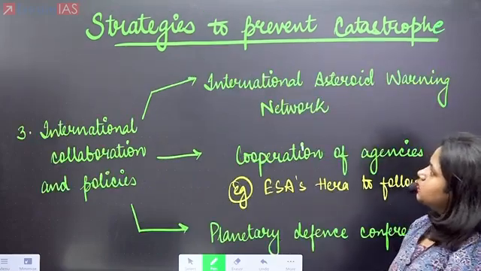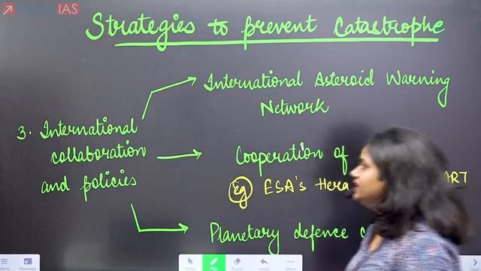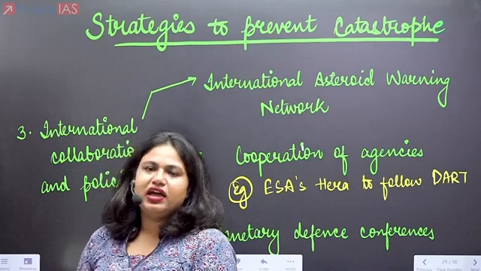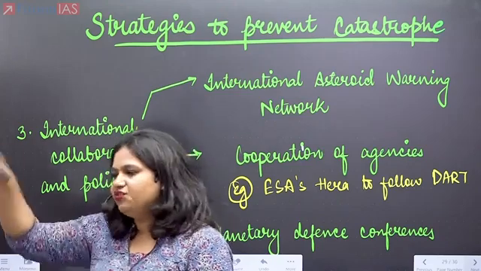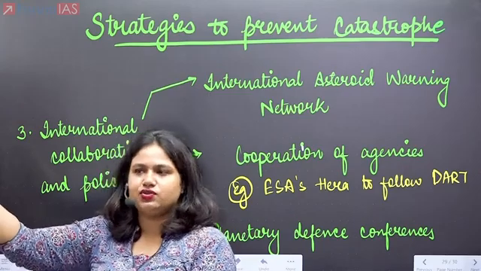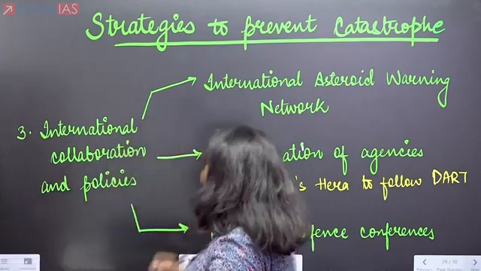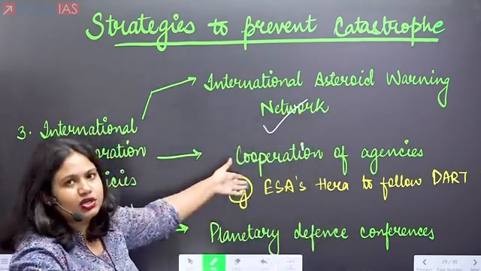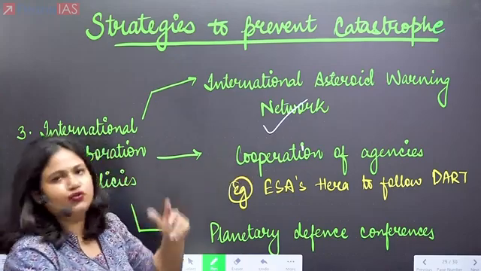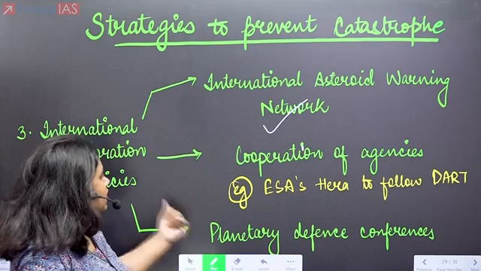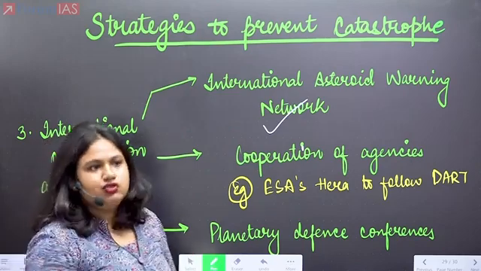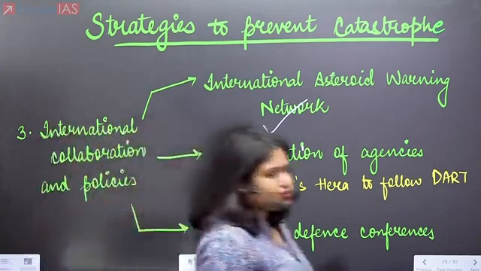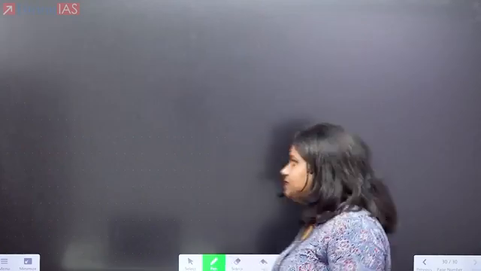Then one of the strategies has to do with international collaboration and policies. International collaboration means you have to have an international asteroid warning network. If one country identifies an impending asteroid, they have to tell the other countries. So we have the warning network. There is also cooperation of agencies. For example, NASA made the DART mission, but the European Union is sending the HERA to follow DART, right? Then you also have planetary defense conferences, to plan for what has to happen for the improvement of the situation. So these are the aspects of the question.